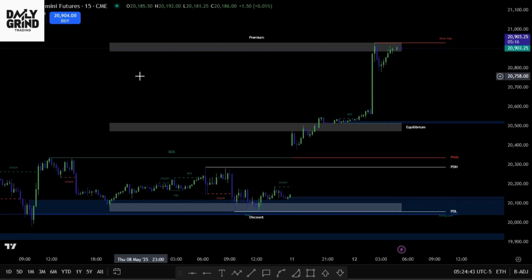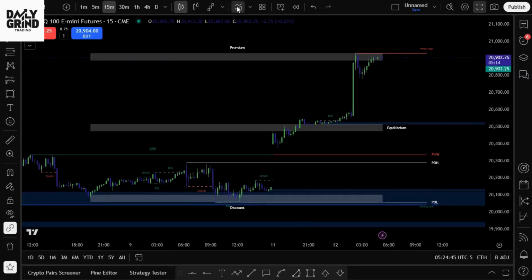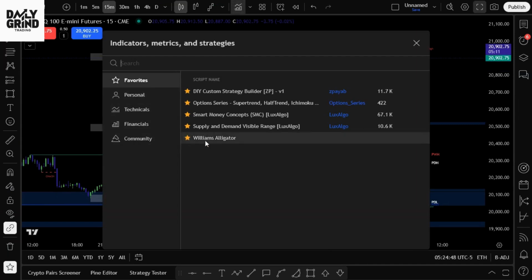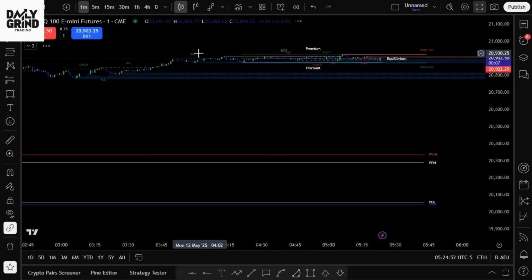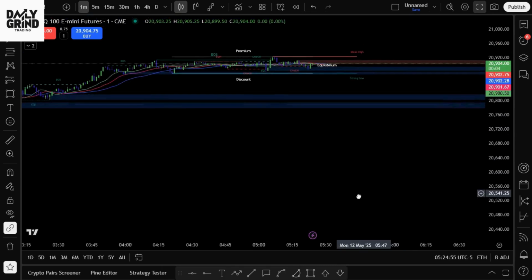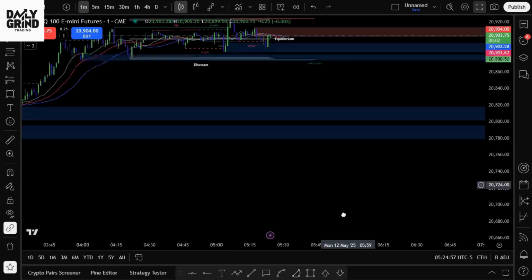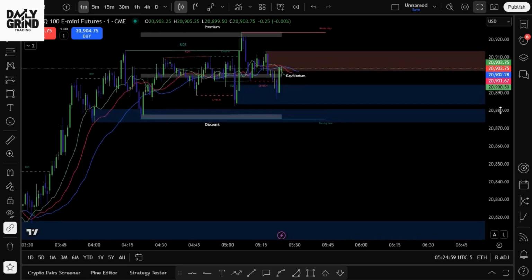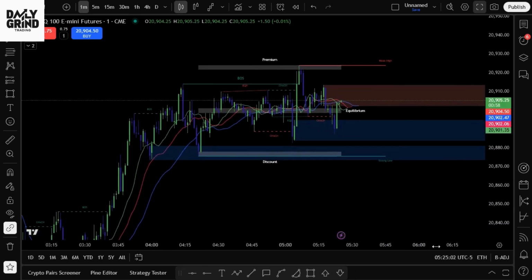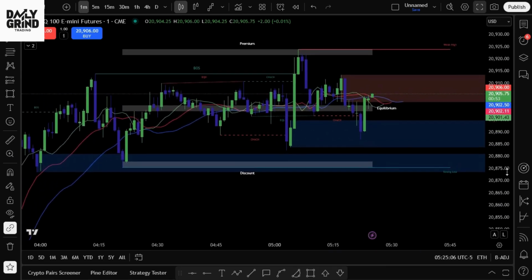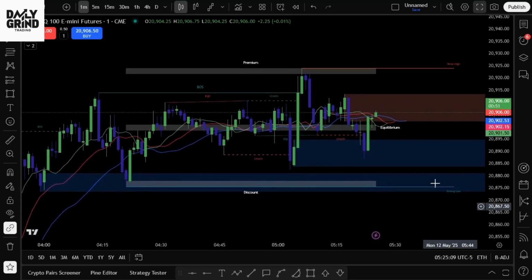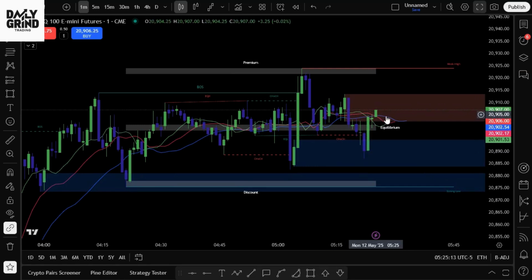Also with this setup, I can use Williams Alligator for direction. As you can see, we have price bouncing off the middle of that range. Also, we have the Williams Alligator indicator.